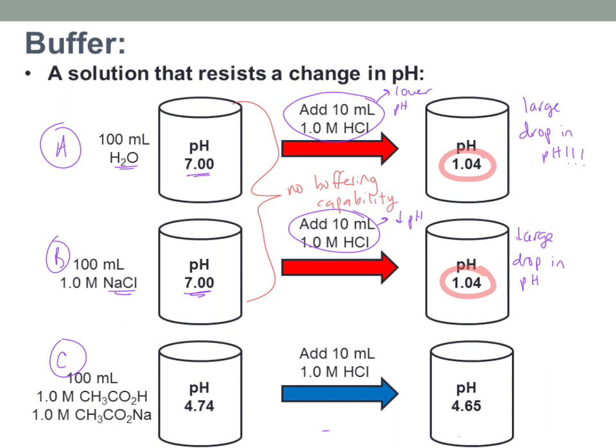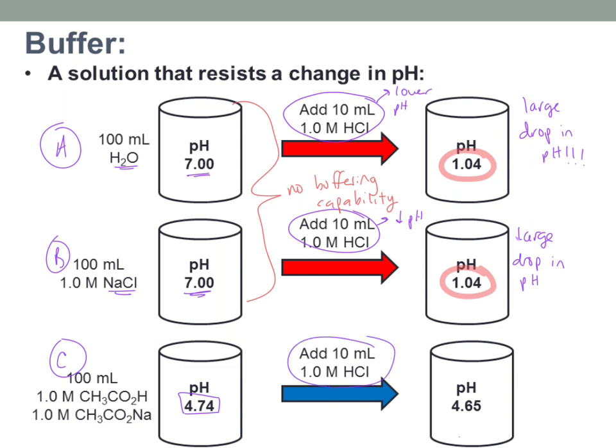However, if you take a solution of that acetic acid and acetate that we talked about before, and you do the same thing, right? So here I have a solution of 1 molar acetic acid and 1 molar sodium acetate. The pH is going to start off lower at 4.74, and you can make different buffer solutions at whatever pH you want, basically. You just have to tweak the ratios, maybe use a different acid and base. But you just got to tweak the ratios.